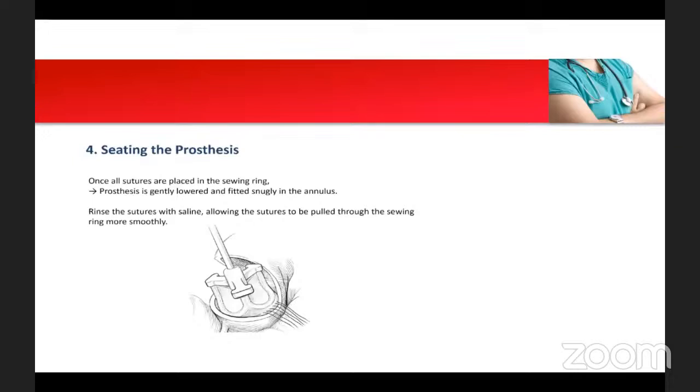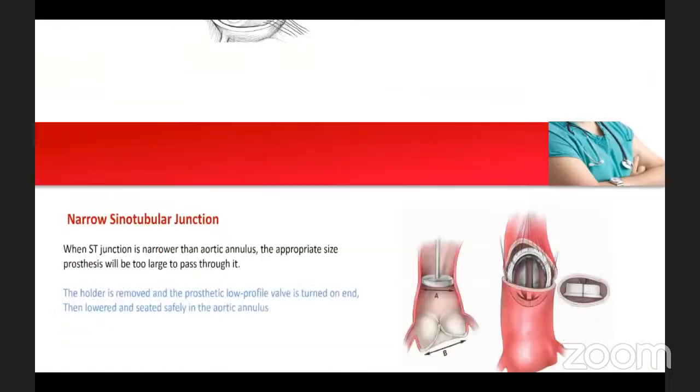Moving to seating the prosthesis. Once all sutures are placed in the sewing ring, the prosthesis is gently lowered and fitted in the annulus. And we have to keep irrigating the suture with saline, allowing the suture to be pulled through the sewing ring more smoothly.